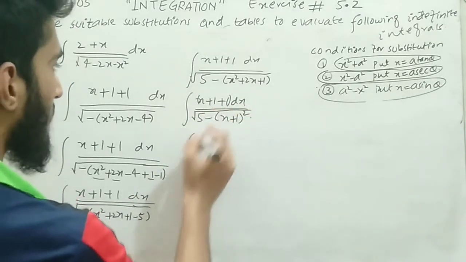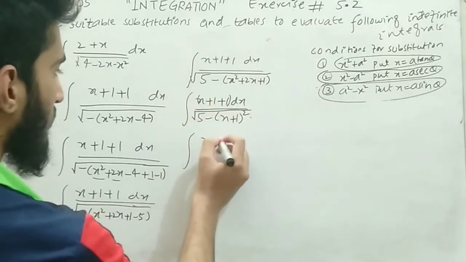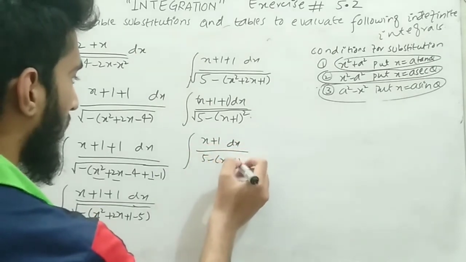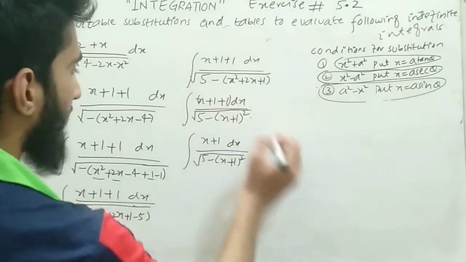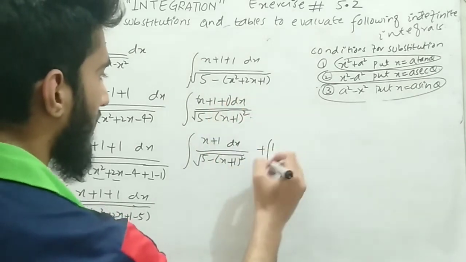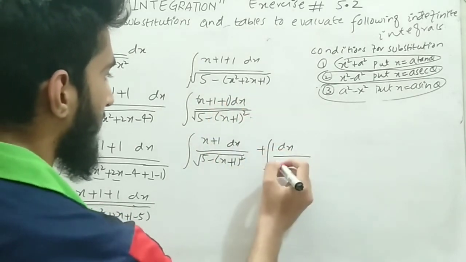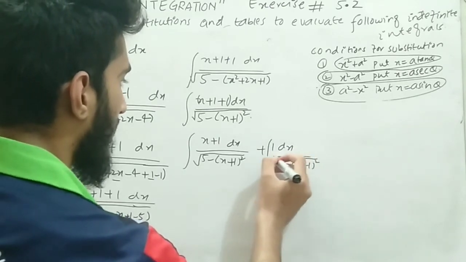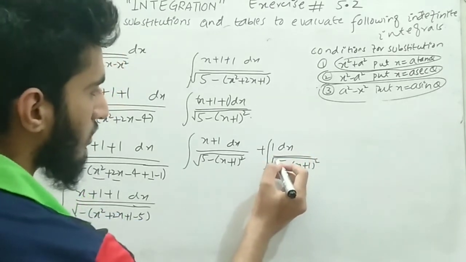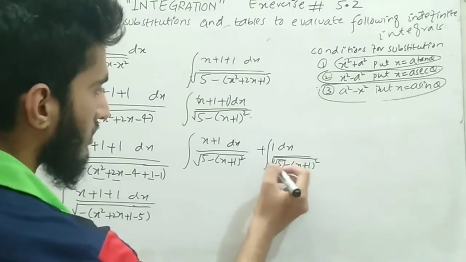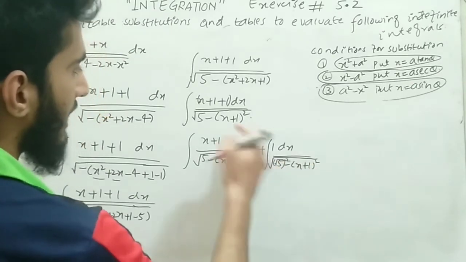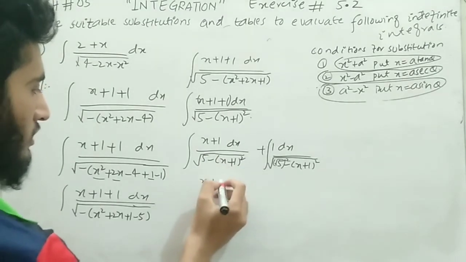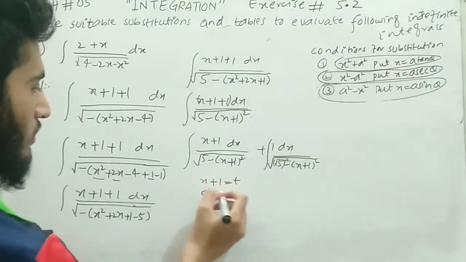Now after this we can split it as integral of (x plus 1) dx divided by the square root of 5 minus (x plus 1) whole square, plus 1 times integral of dx divided by the square root of 5 minus (x plus 1) whole square. Here this 5 can be written as the square root of 5 whole square, because square is cancelled with the root, again left with 5. Now I take x plus 1, let's suppose this is equal to t, so our dt will be equal to dx.